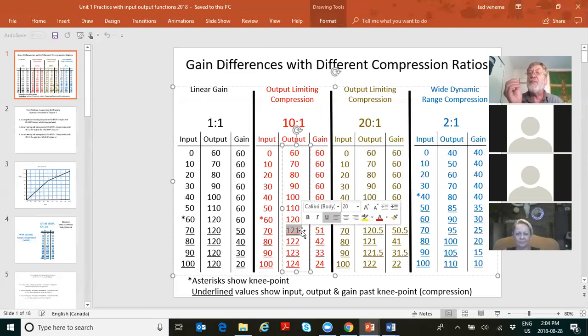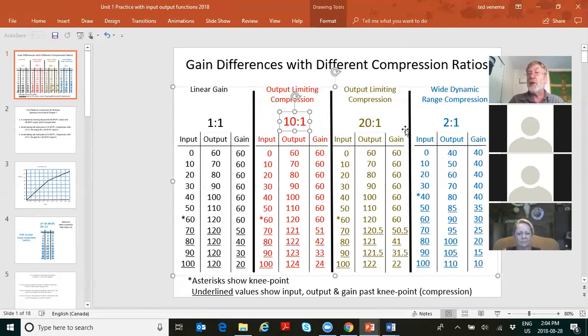The output gave a little bit. And as the input went from 70 to 80, the output only went up by 1. And as the input went up by another 10, the output only went up by 1. What's the compression ratio here? 10 to 1. Okay, there you go, because as my inputs increased by 10, my outputs only increased by 1.